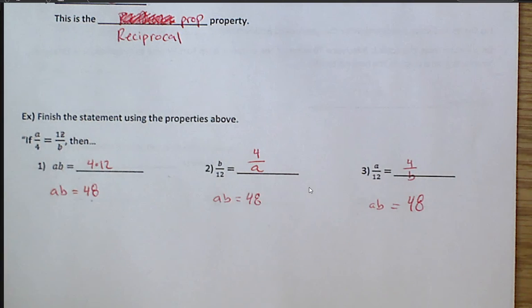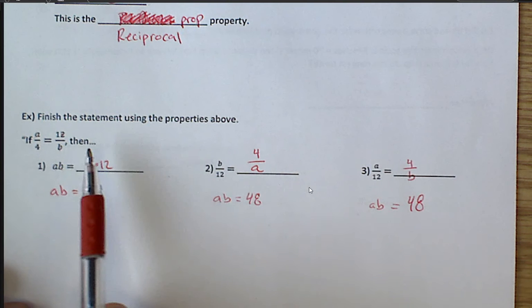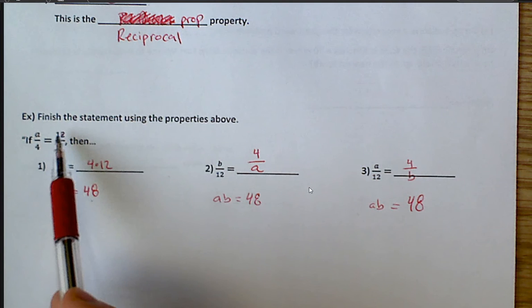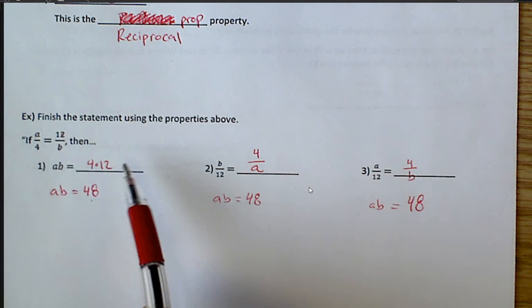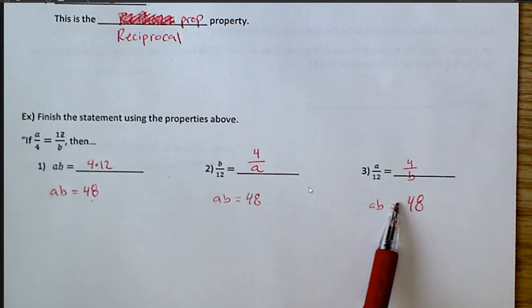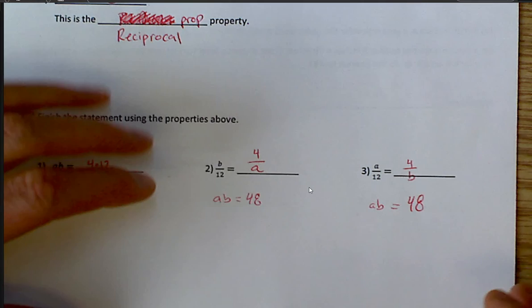So using some properties of proportions and rearranging, you just have to make sure that you're consistent. If you go a times b, 12 times 4, if you use the reciprocal, make sure you reciprocate both sides. But when you finally have them set up, you should all get the same thing. Okay? Let's flip it over on the back side.